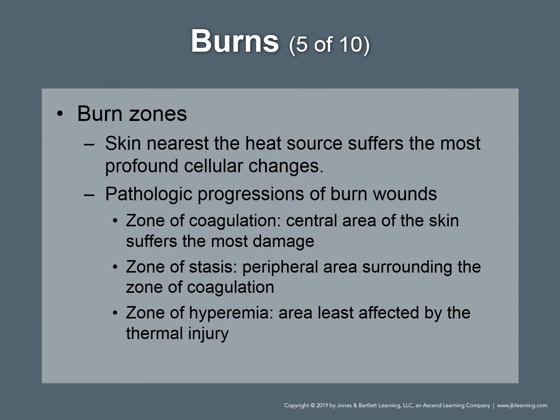Now, your burn zone almost looks like a target. And what that looks like is right in the middle of this target, right where that burn is, that's called the zone of coagulation. So that's where the heat was. That's the part of the body that's burned, okay? And then around that zone of coagulation, you have the zone of stasis, okay? And the zone of stasis is where that heat spread out and damaged the blood vessels and damaged the tissue.